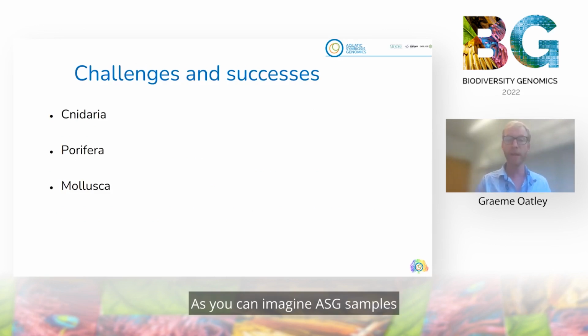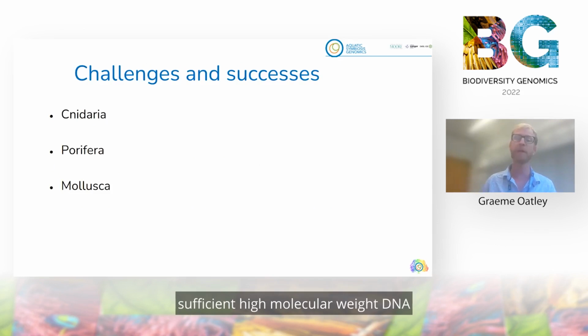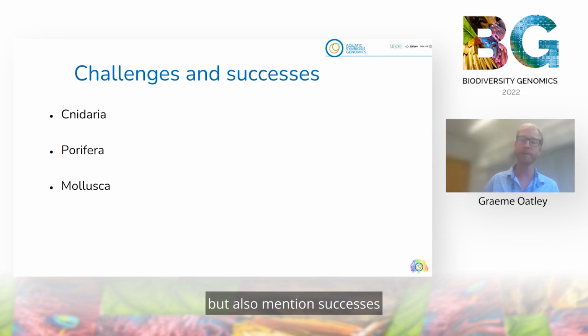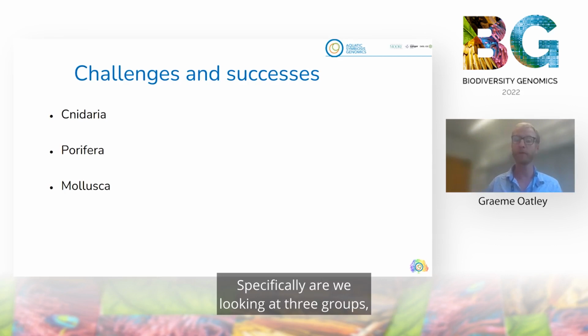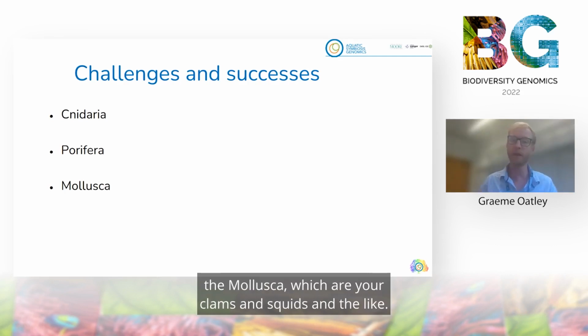As you can imagine, ASG samples have provided some challenges when it comes to extracting sufficient high molecular weight DNA required for sequencing. I will briefly touch on some of these challenges, but also mention successes that we have achieved in the lab so far. Specifically, I'll be looking at three groups: the Cnidaria, which are your corals and jellyfish, Porifera, which are your sponges, as well as the Mollusca, which are your clams and squids and the like.